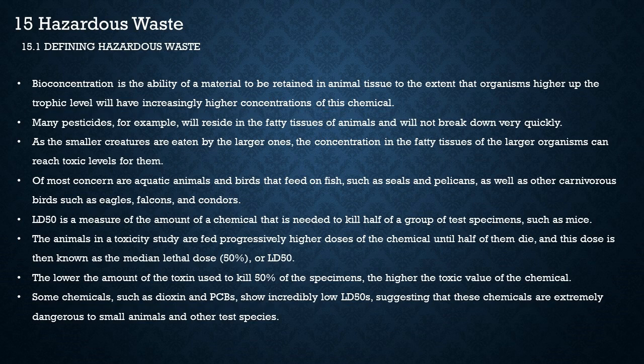LD50 is a measure of the amount of a chemical that is needed to kill half of a group of test specimens, such as mice. The animals in a toxicity study are fed progressively higher doses of the chemical until half of them die, and this dose is then known as the median lethal dose, 50% or LD50. The lower the amount of the toxin used to kill 50% of the specimens, the higher the toxic value of the chemical. Some chemicals, such as dioxin and PCBs, show incredibly low LD50s, suggesting that these chemicals are extremely dangerous to small animals and other test species.